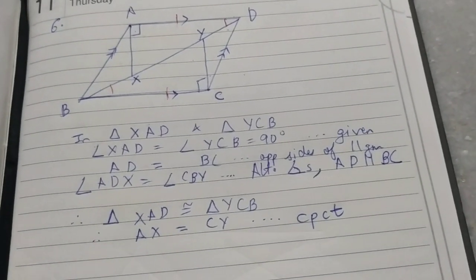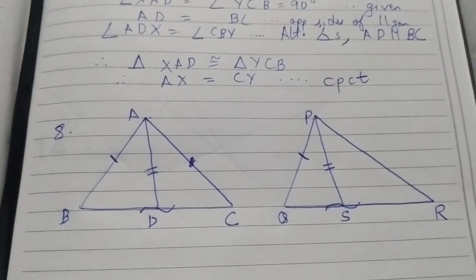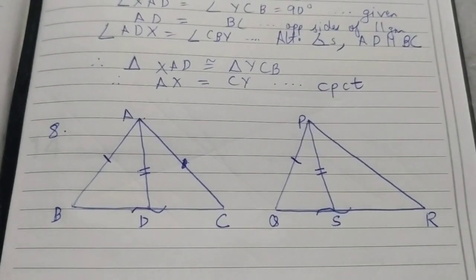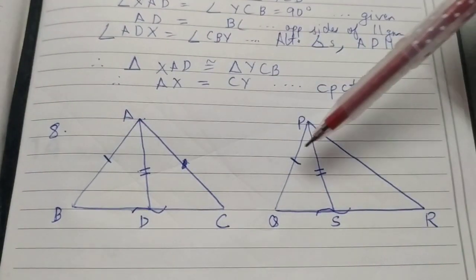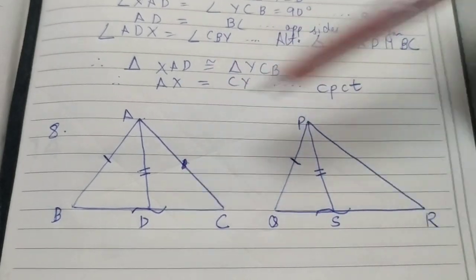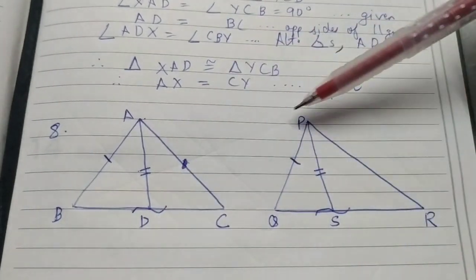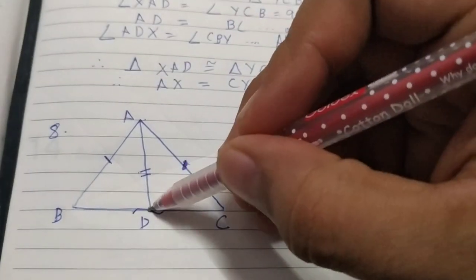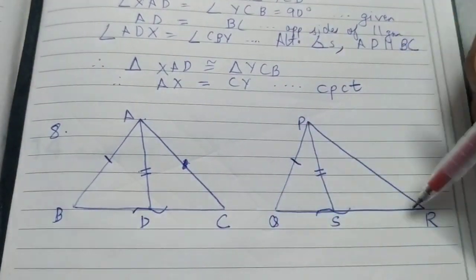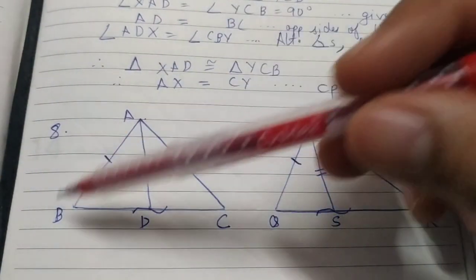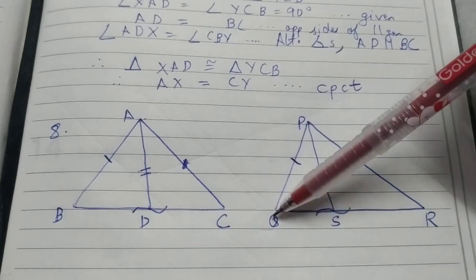Here are the statements. Now the eighth sum. So here what's given is that AB is equal to PQ. AD is equal to PS. By the way, AD and PS are medians. That means D is the midpoint of BC and S is the midpoint of QR. And also the whole base BC is equal to the whole base QR.